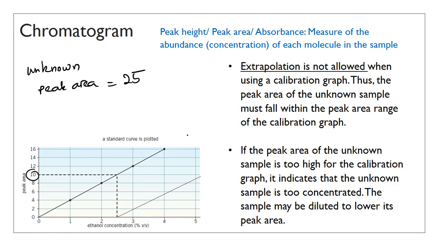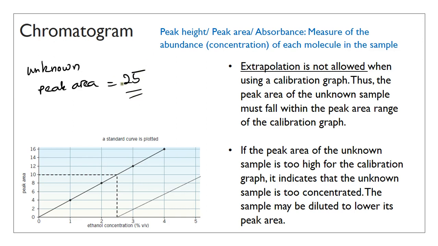All right. Now, given this situation, if you actually have an unknown with peak area of 25 and you want to determine its concentration, you have two choices here. You can either make a new calibration graph, which means that you have to create at least one more standard solution with a lot higher concentration, and hopefully the peak area of that particular solution is above 25, so you can extend this graph. Or you can just dilute your unknown sample, which is probably the more efficient and cheaper and less time-consuming way.